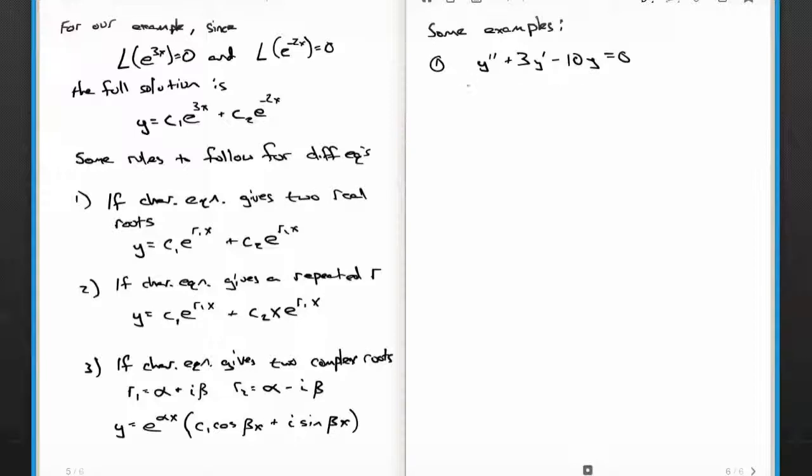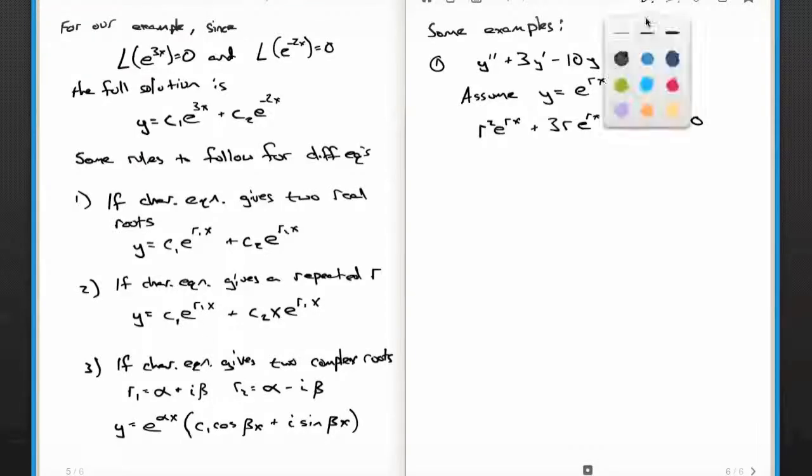Okay. If we assume this looks like y equals e to the rx, y equals e to some root times x, this becomes r squared e to the rx plus 3r e to the rx minus 10 e to the rx, right? It's the second derivative plus 3 times the first derivative and minus 10 times the original function has to equal 0.